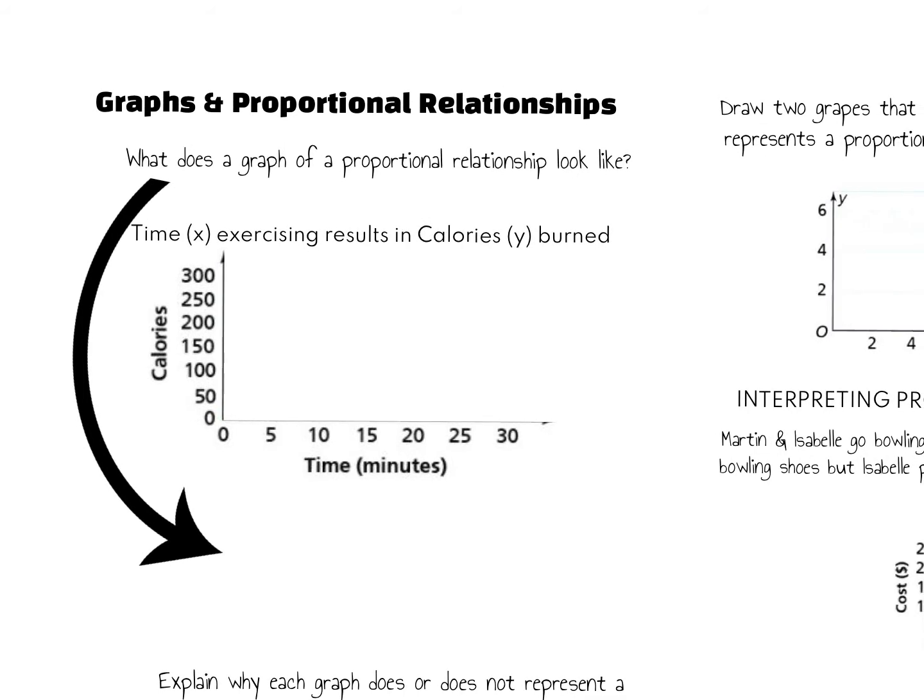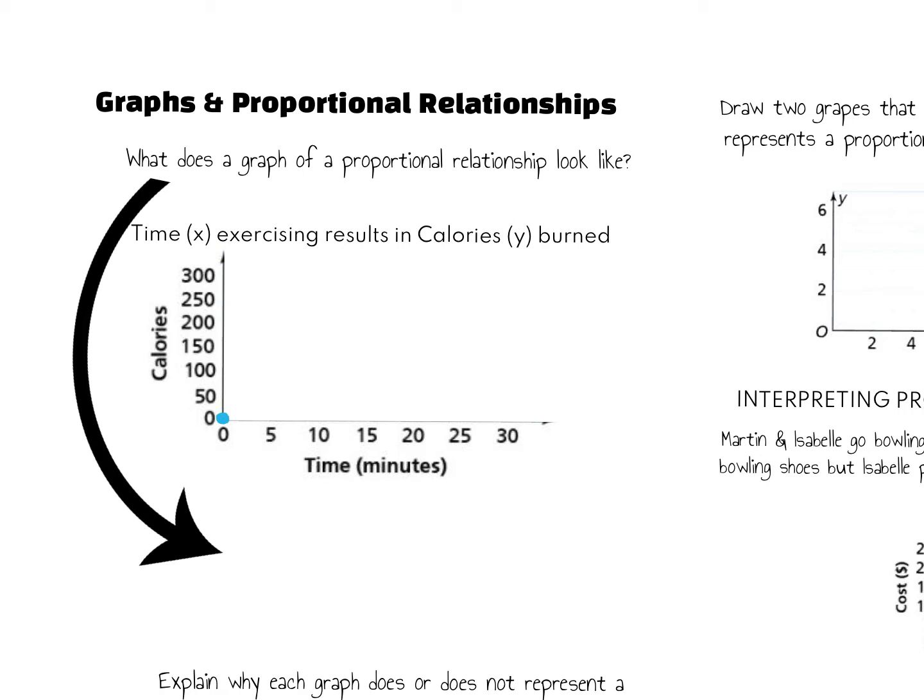If we look at this blank graph right here, this is a relationship between time in the x-axis, time exercising, and that's going to result in a certain number of calories burned. Let's think about, if you exercise for 0 minutes, how many calories are you going to burn? Our first point on the graph is going to be 0, 0, because 0 minutes exercise will result in 0 calories burned for that activity.